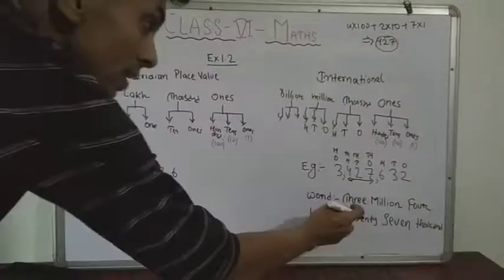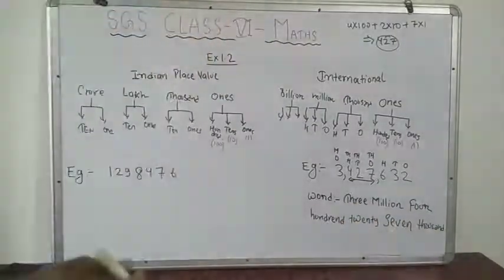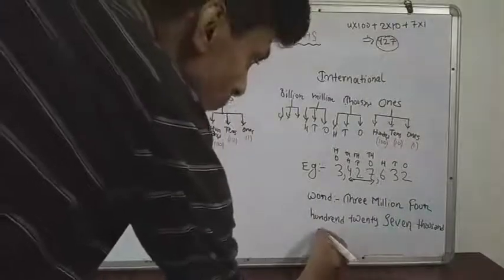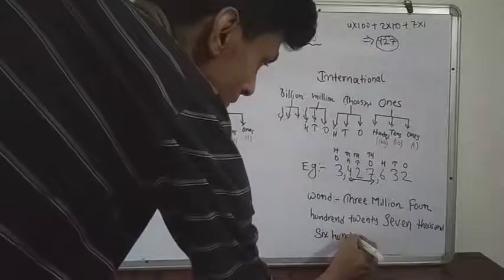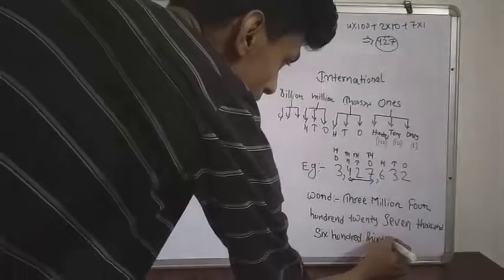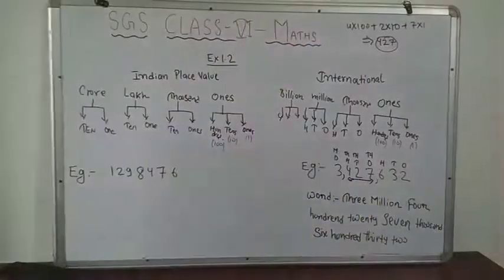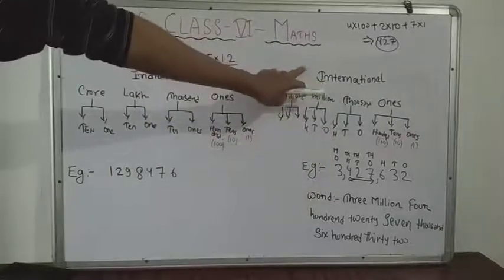Similarly, the remaining part is 632. That is called 632. So the number is 3,427,632. This is the proper format of writing down the following number in international form.